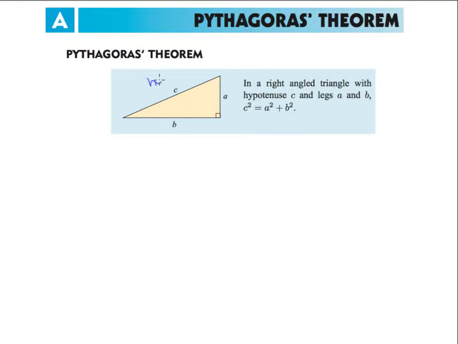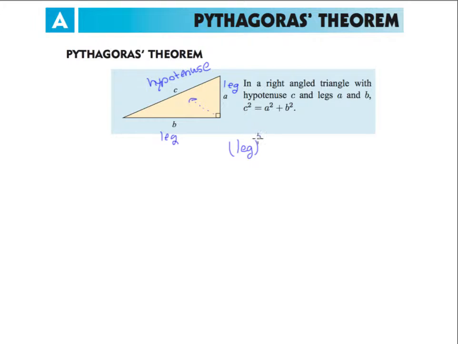Right opposite the right angle is what we call the hypotenuse. The hypotenuse of any right triangle is always the longest side of the triangle. The sides that make the right angle are called the legs. So the two sides of the triangle that make the right angle, we call the legs.